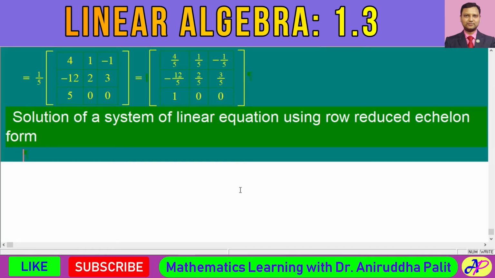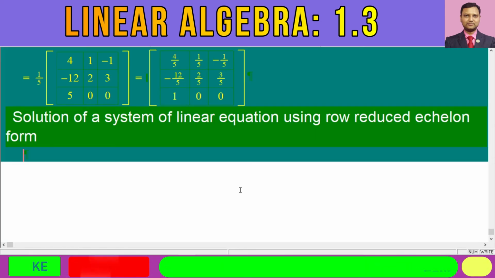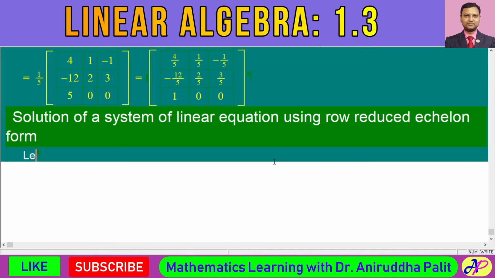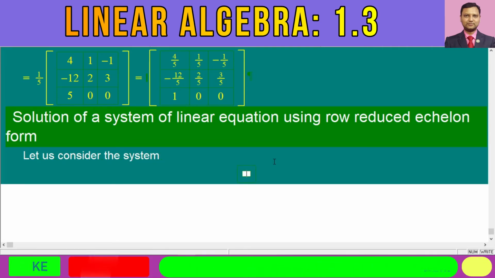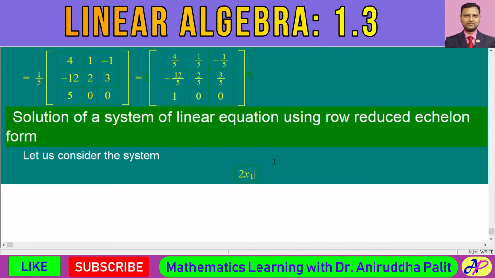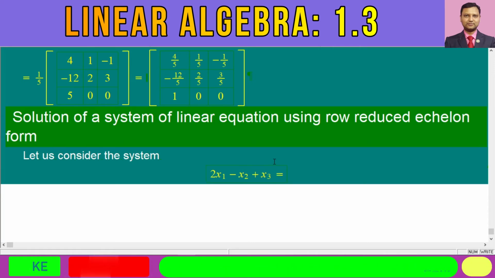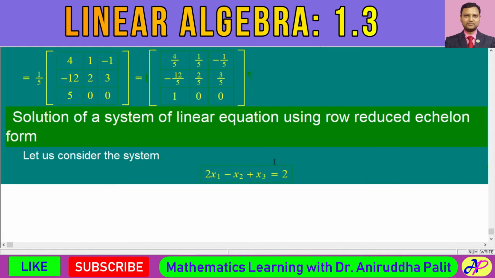Let's start with this kind of example. Let us consider the system of linear equations, like this kind of system set: 2x1 minus x2 plus x3 maybe is equal to something like that. Say, I don't know, arbitrarily I'm just putting 2 over here.